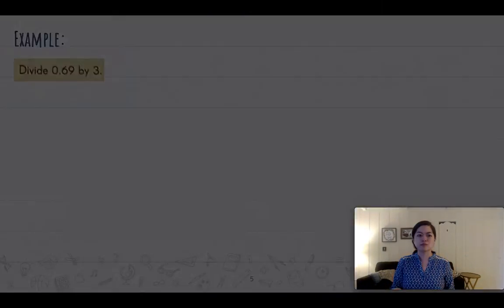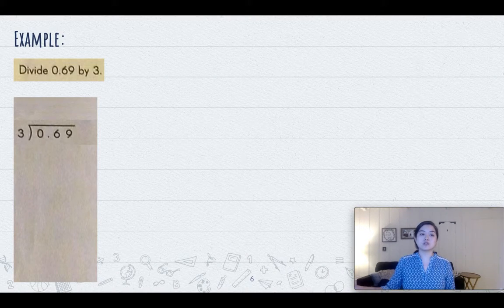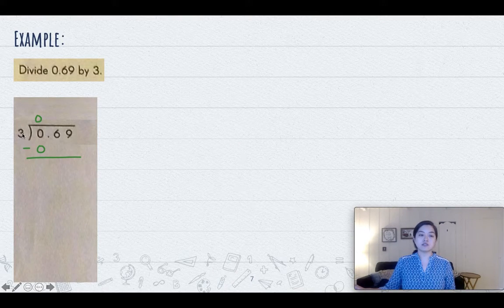Let's look at this example. So we're going to divide 0.69 by 3. And so it'll look like this in long division, okay? Where 0.69 divided by 3. And so let's go ahead and see. 3 times what gets you 0 or close to 0 is 0. So 3 times 0 is 0. Then we're going to drop the 6 and 3 times what gets you 6?